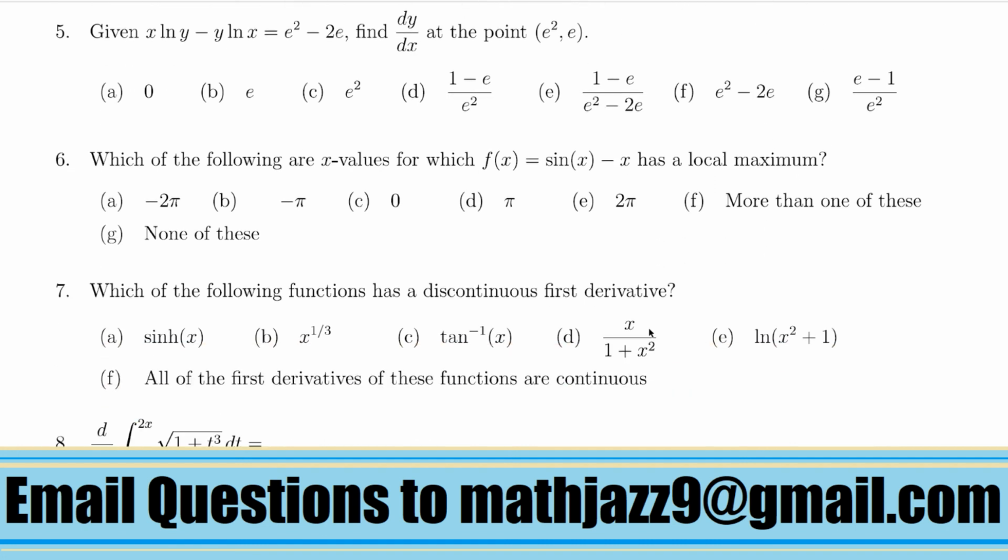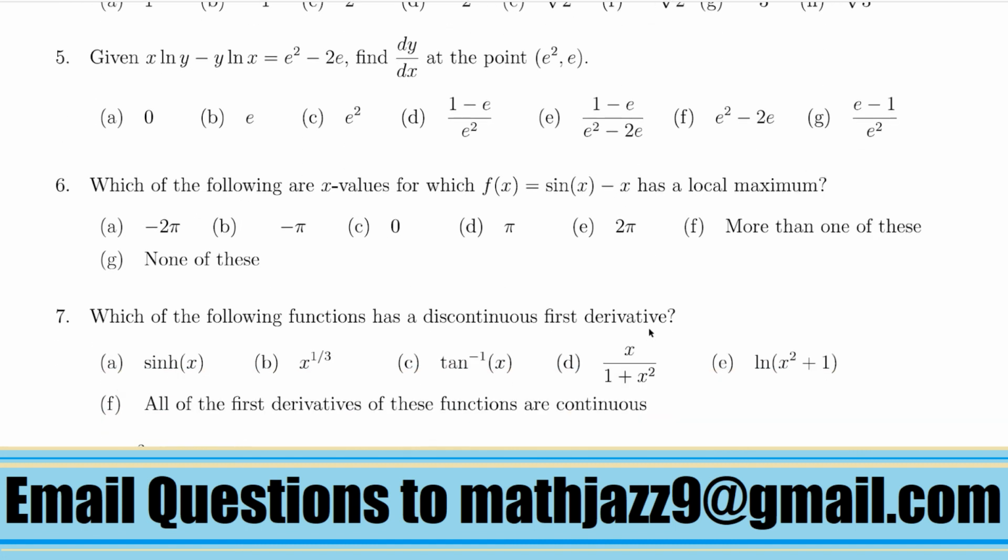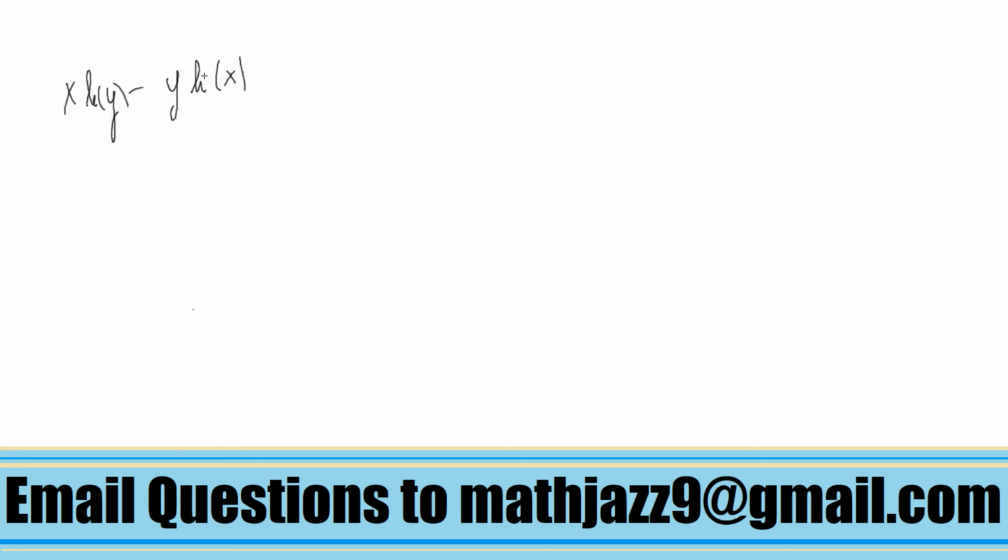So our next question is, given that x ln y minus y ln x equals e squared minus 2e, find dy/dx at the point e squared, comma e. I think that the older exams are harder than the newer ones. So let's take a look at that. We have x ln y minus y ln x is equal to e squared minus e.